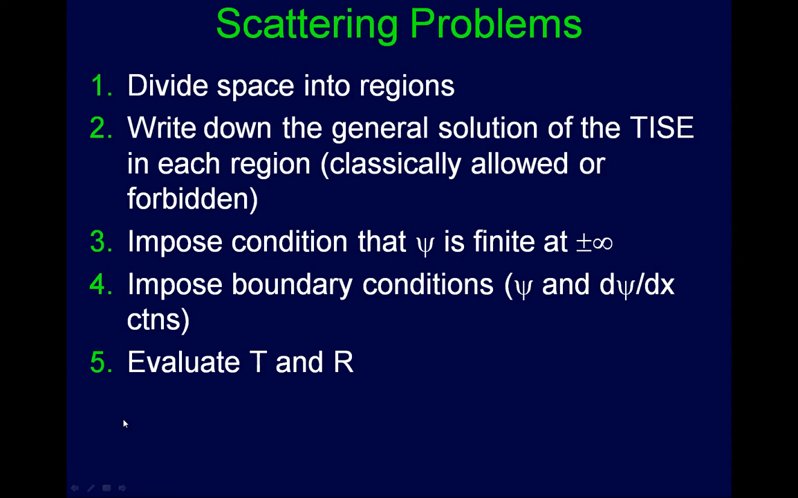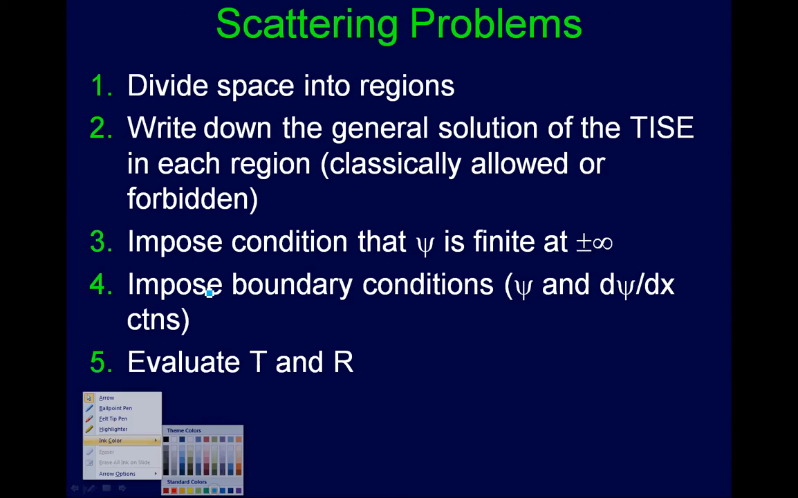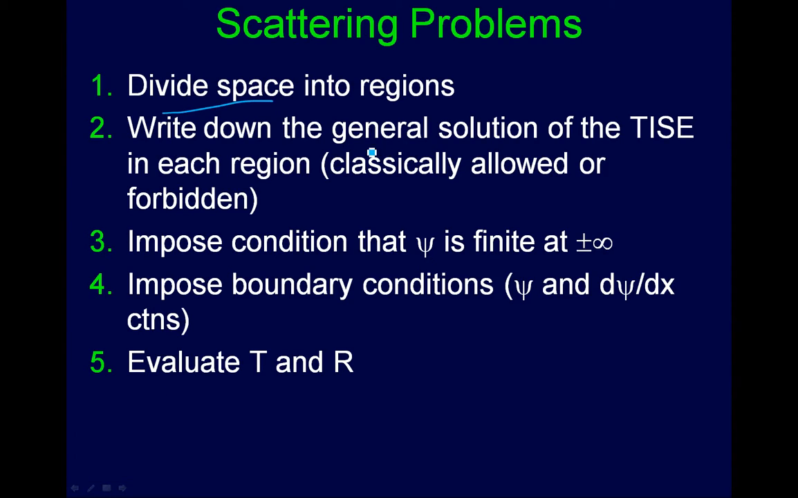Okay, so let's get ready to do our first scattering problem. And here are the steps that we would need to do. The first step is to divide space into regions, and we're going to talk about how we do that. The second step is to write down the general solution of the time-independent Schrodinger equation in each region.